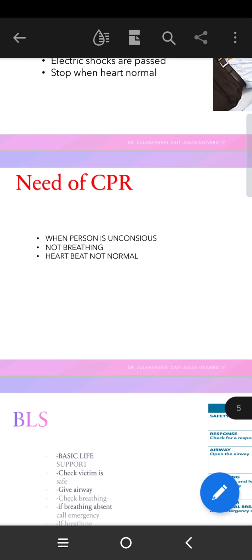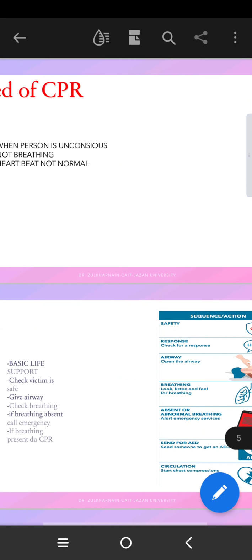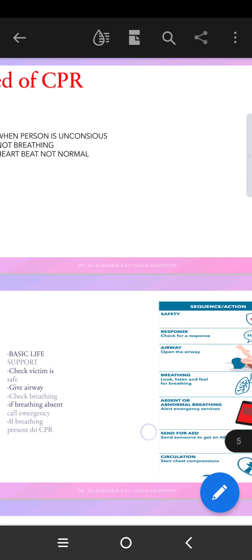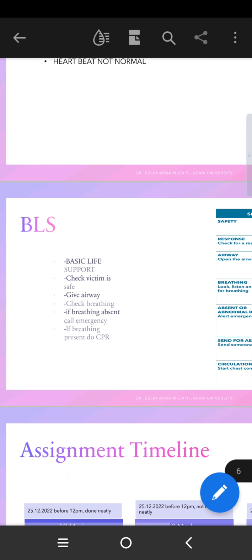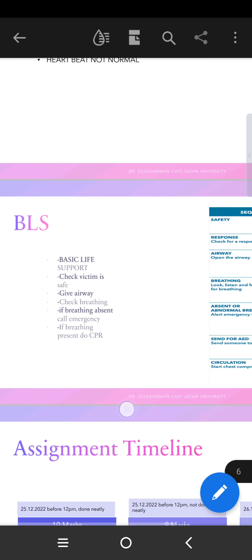Next, what is the need of CPR? CPR is needed when the heartbeat is not normal, or the person is not breathing, or he is unconscious. So in this way CPR helps in restoring. Next, you can get a question, what is BLS? BLS stands for basic life support. You can also be asked a multiple choice question: B in BLS stands for, and you have various options. One of the correct choices is basic. So in this way an MCQ can be asked.